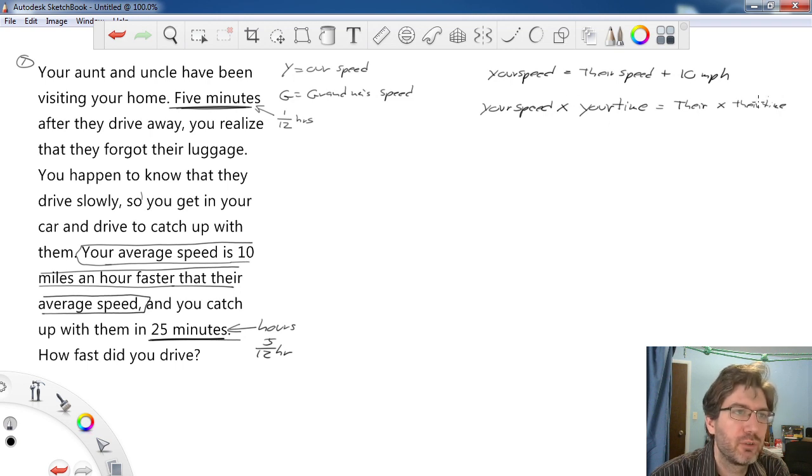So let's get these into equations. This one's not too difficult to do. You know your speed is y. So y is going to equal their speed, which is g, plus 10 miles per hour. So there's your first equation, right? Your speed is equal to grandma's speed plus 10, because their speed is 10 miles per hour slower, so you need to take their speed and add the additional 10.